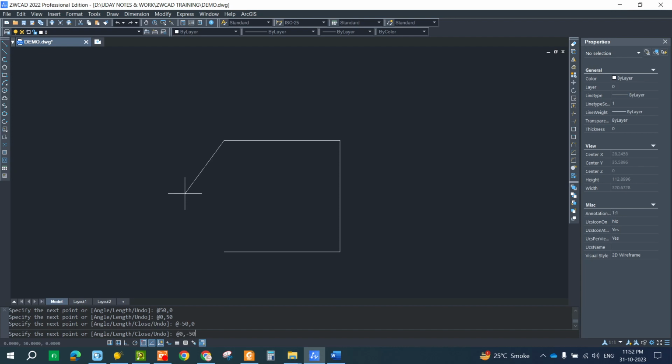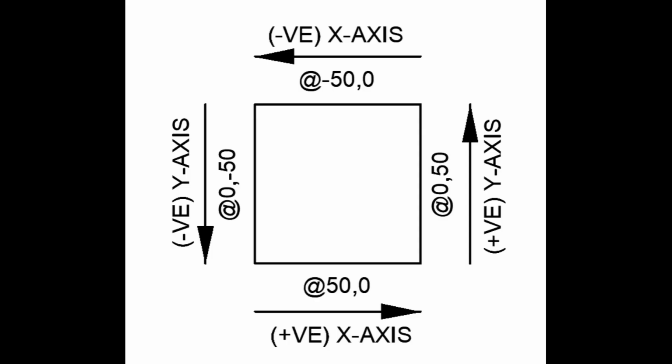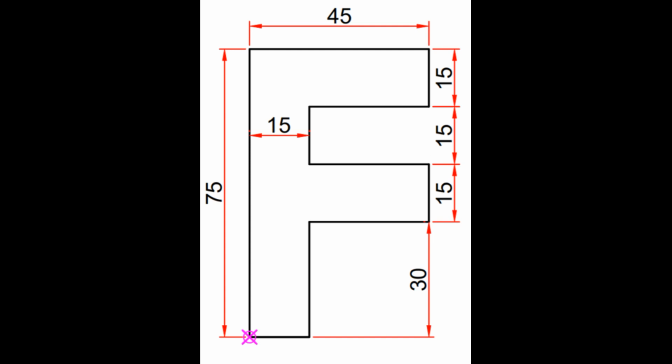Then the line travels 50 units towards the negative y-axis. Then we will type @0,-50 to draw a line of 50 units in the negative y-axis. Now let us draw another basic shape using the relative rectangular method.